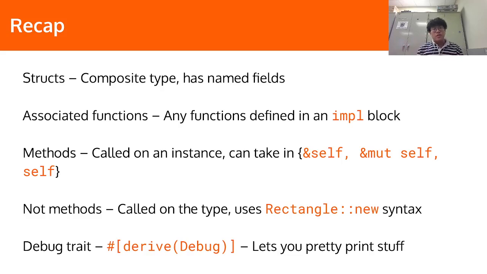Yeah, so that was the end. Just to recap, we have finished covering structs, which are composite types with named fields, and associated functions are just any functions defined in the implement block of the struct, right? So associated functions are split into methods and not methods. Methods are called on a specific instance, so they take in a reference, a mutable reference, or they take ownership, and the ones that are not methods are called directly on the type. So for example, it is the type followed by the function name, right? Lastly, we talked about the debug trait. Essentially, you add this line on top of your struct, and it lets you print the struct nicely.